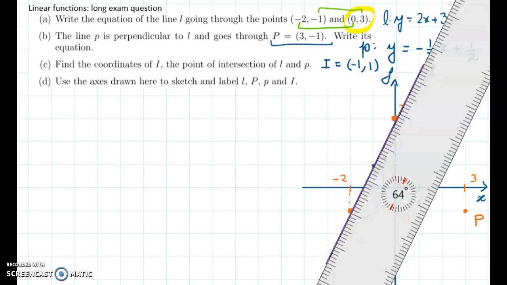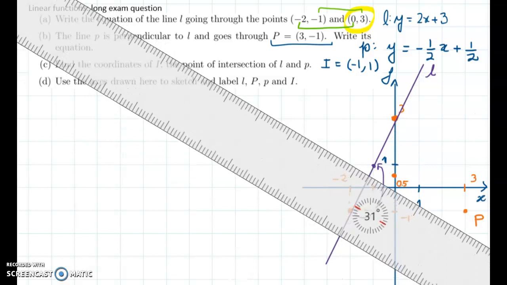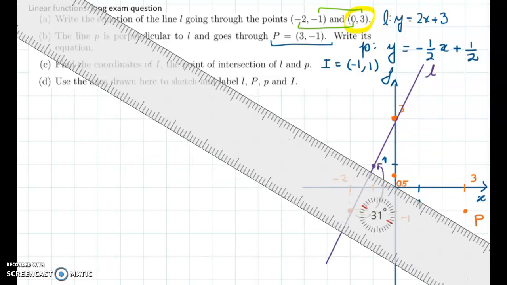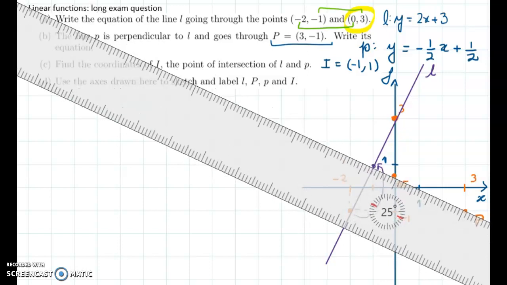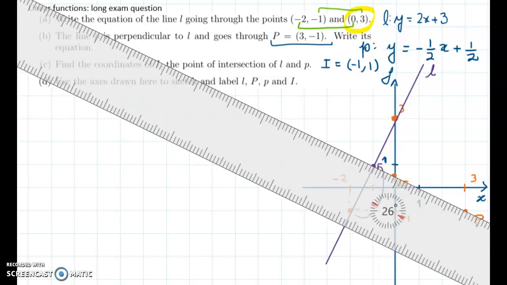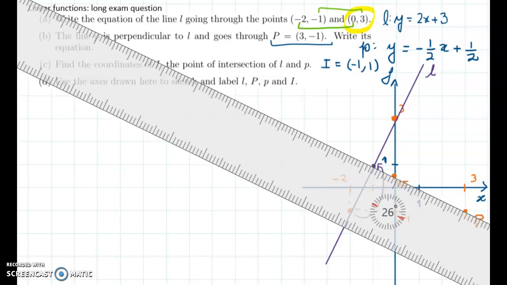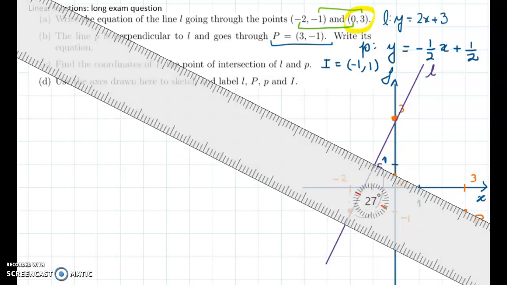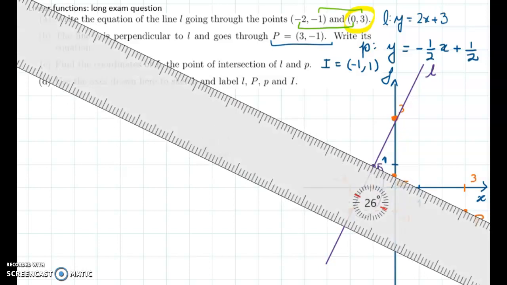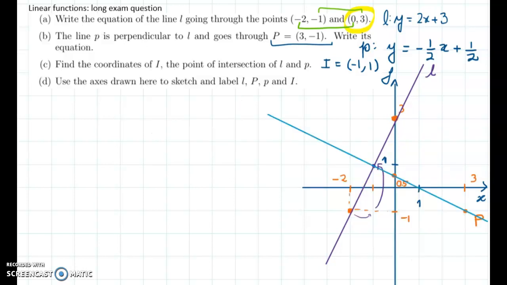So let's now move the ruler to go through these 2 points, the point P and the y-intercept. I need to be really careful. Yeah, there it goes. Both the point P and the y-intercept. There we go. So this is our line P, and we can see that actually, yes, the point of intersection is (-1, 1), and that's the point that we call I.